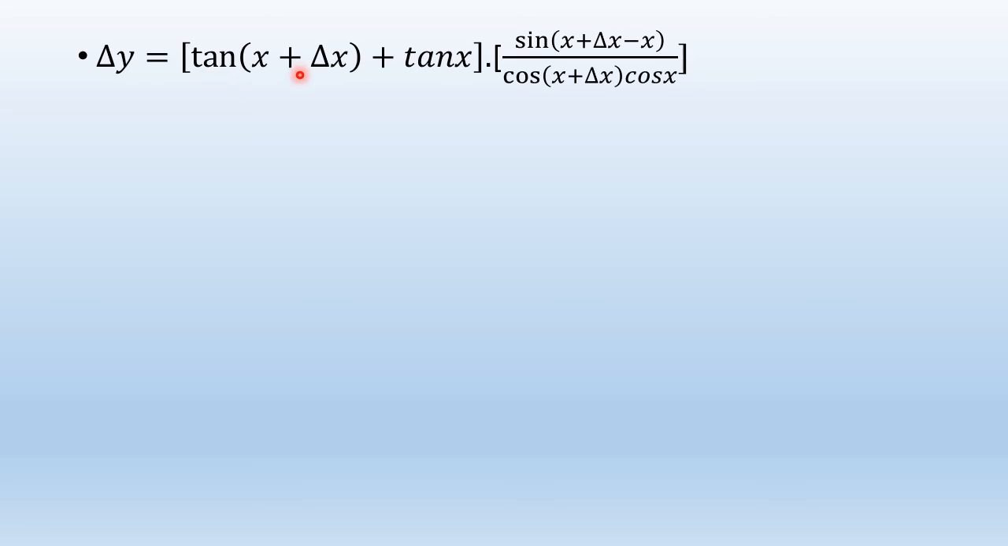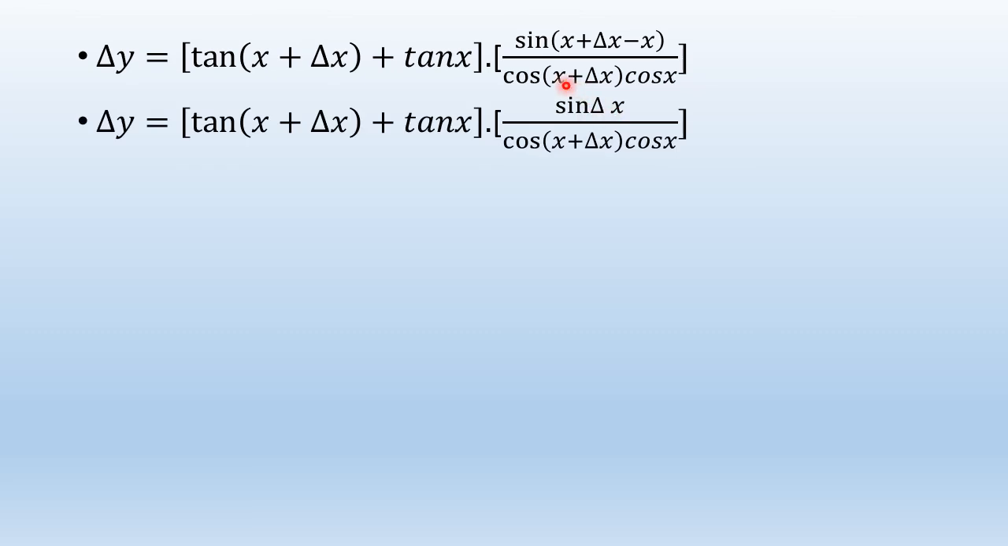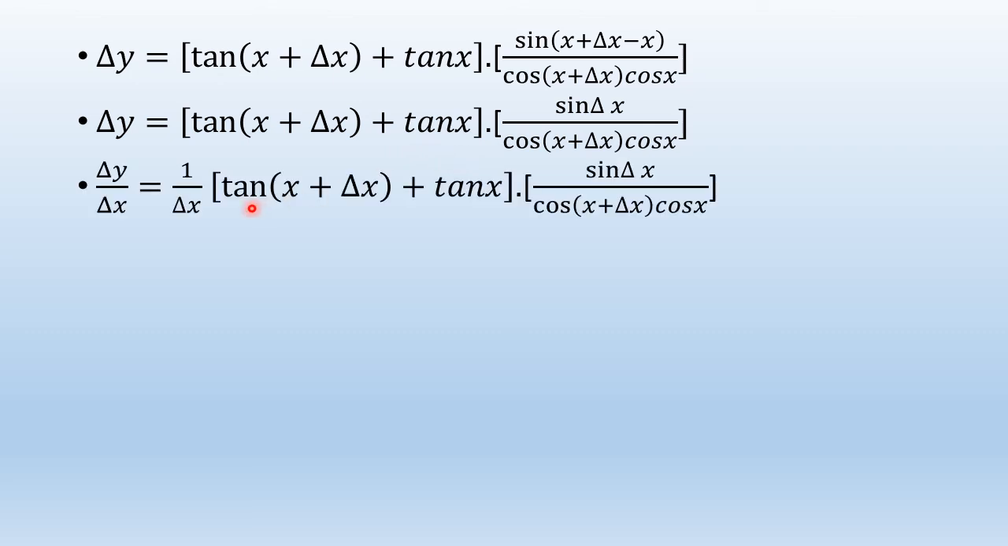You can see it here. Del y becomes tan of x plus del x plus tan x. This expression is unchanged, and this becomes sine of x plus del x minus x divided by cos of x plus del x into cos of x. This x got cancelled, and our result takes this shape. Now we can go for our next step of derivative, which is dividing both the sides by del x. So we will divide this by del x, we will divide this by del x. Here it is, dividing both sides by del x.